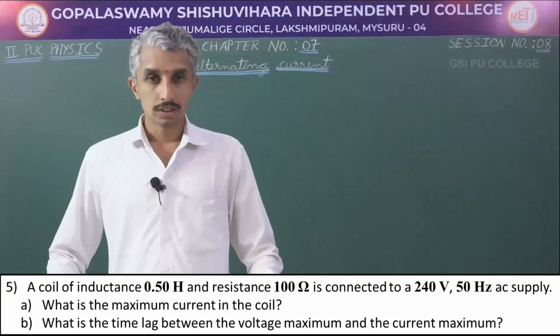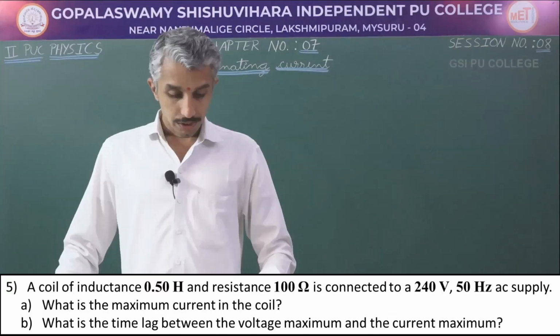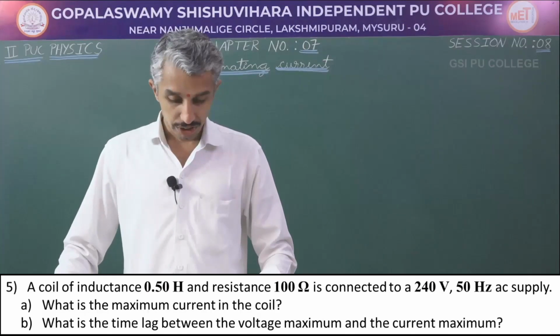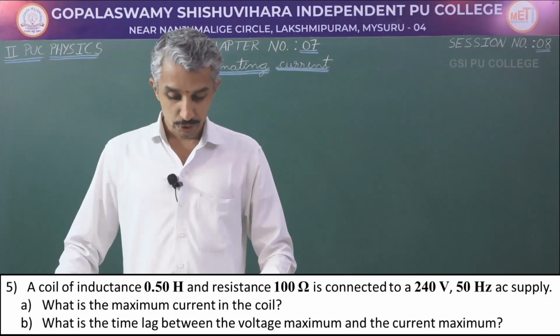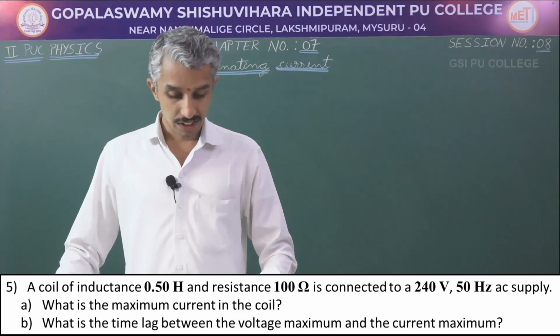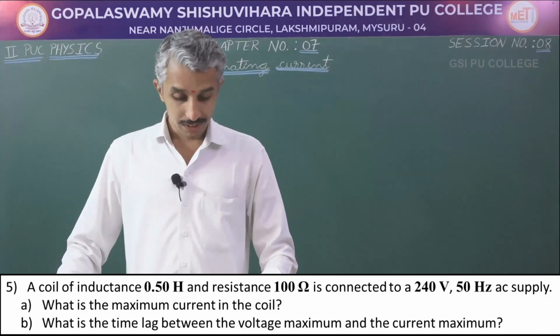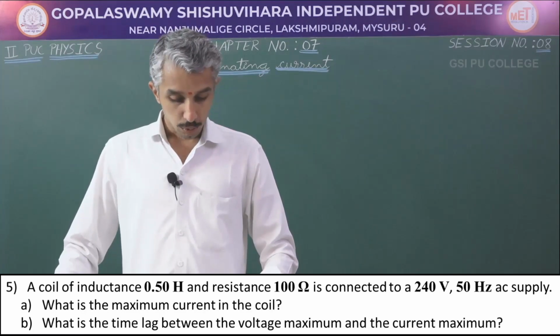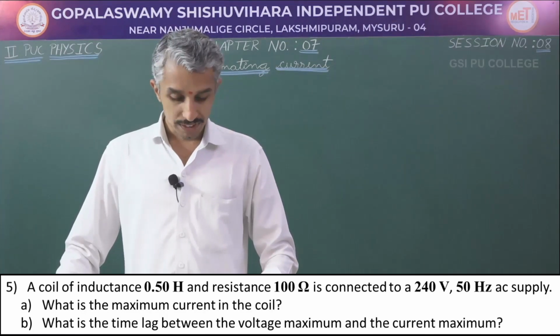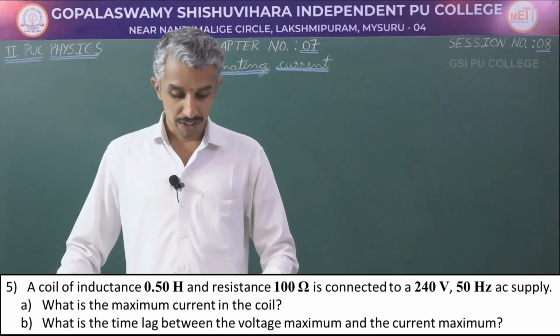We proceed further. Here is the fifth numerical. A coil of inductance 0.50 Henry and resistance 100 ohm is connected to a 240 volt 50 Hertz AC supply. What is the maximum current in the coil? Second question. What is the time lag between the voltage maximum and the current maximum?